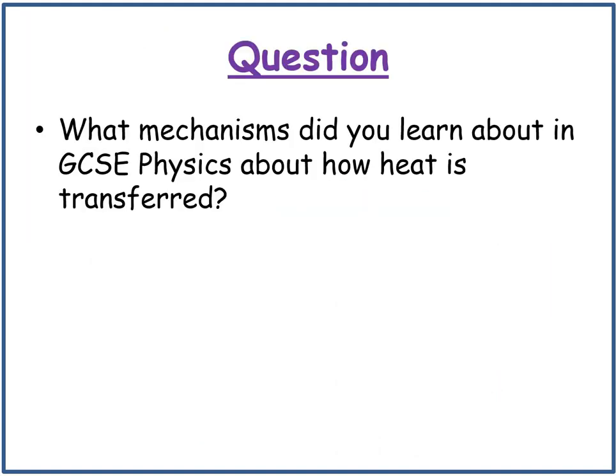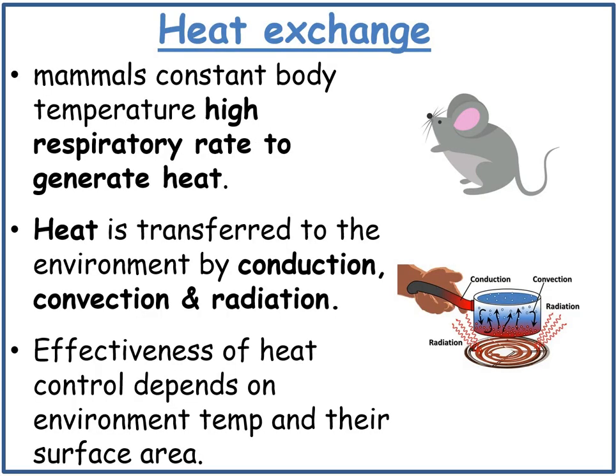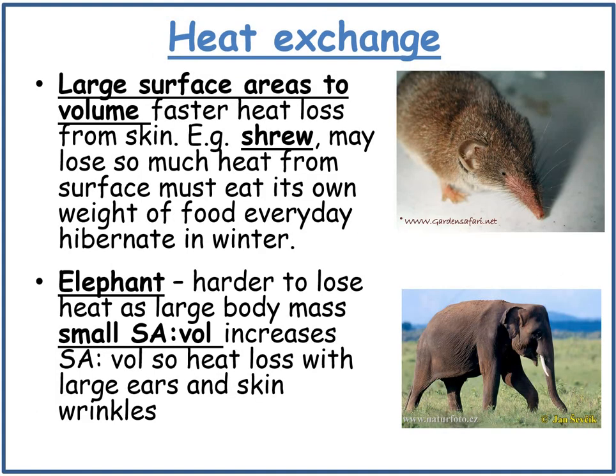Next bit is heat exchange. So mammals have a constant body temperature because they're warm-blooded. They have to maintain that body temperature, so they have a high respiratory rate so they can generate heat. And heat is transferred to the environment by conduction, convection and radiation. And the effectiveness of heat control depends on environmental temperature and the surface area.